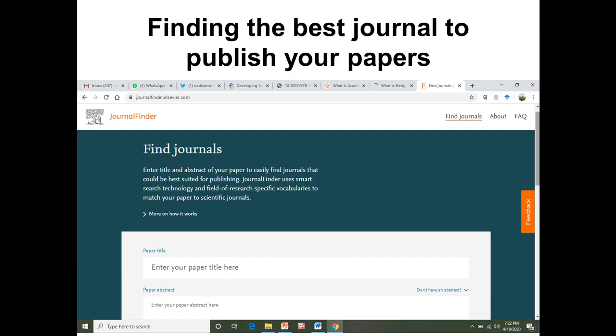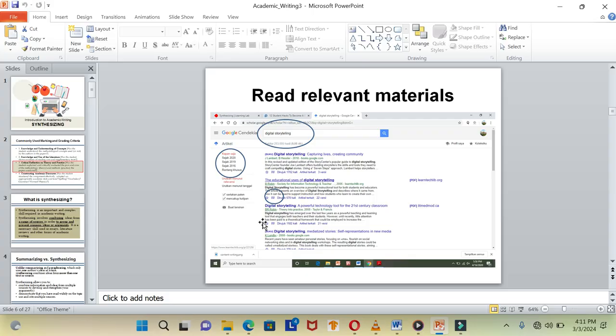Finding the best journal to publish your papers. Journal finder. Find the journals. Enter paper title here. Okay, thank you.